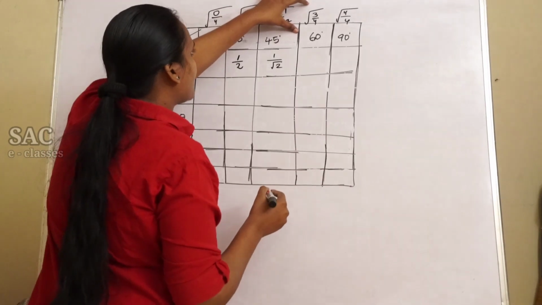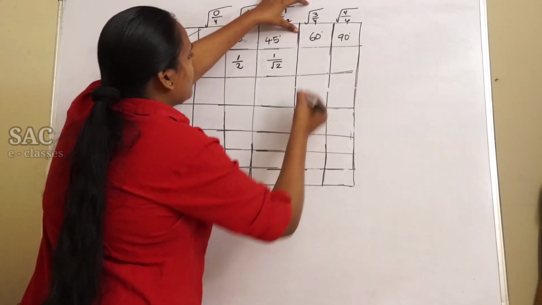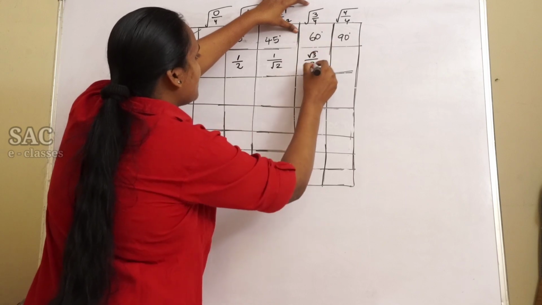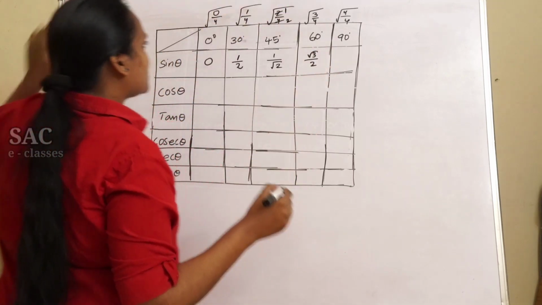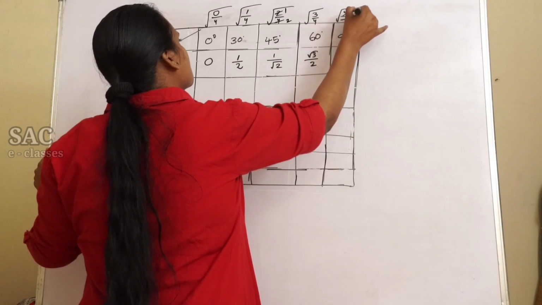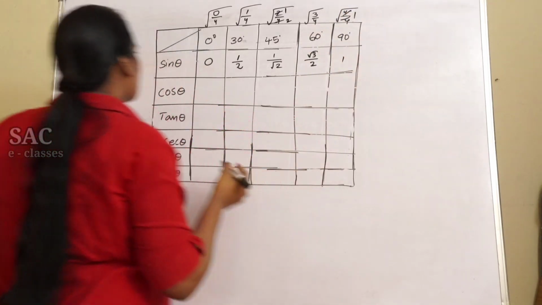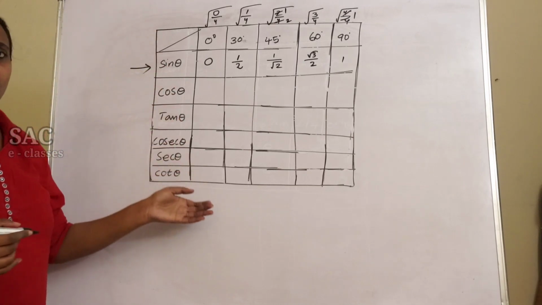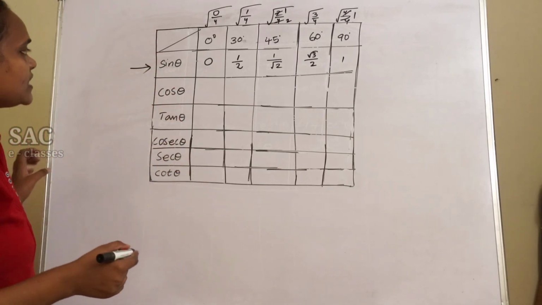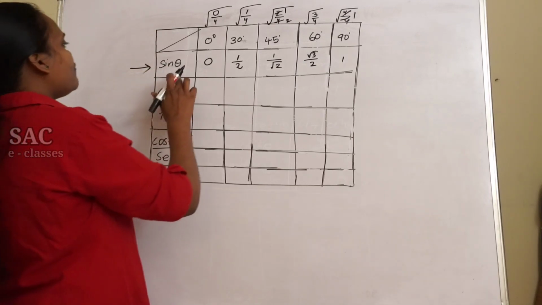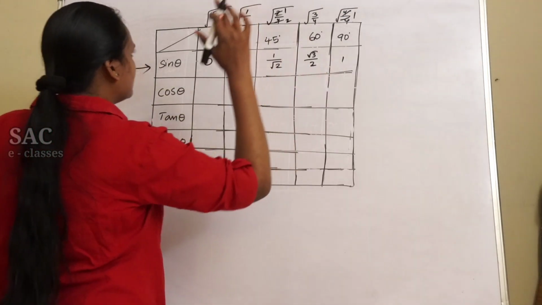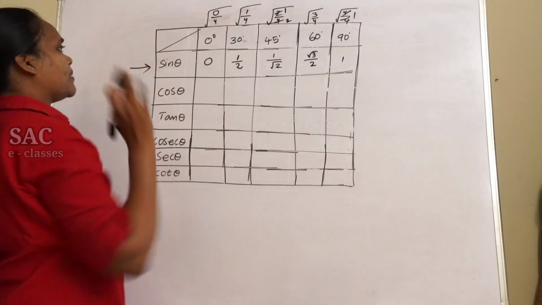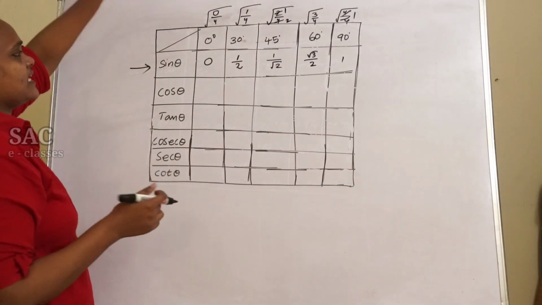Coming to the square root of 3 by 4: square root of 3 is not there, so root 3, and root 4 can be written as 2. Then root 4 by 4 means 1, and root 1 is 1. Just by knowing the sin theta values, you can fill in the rest of all the ratios. That is very simple if you know the sin values. And the sin values we got without remembering, with the help of a simple technique.